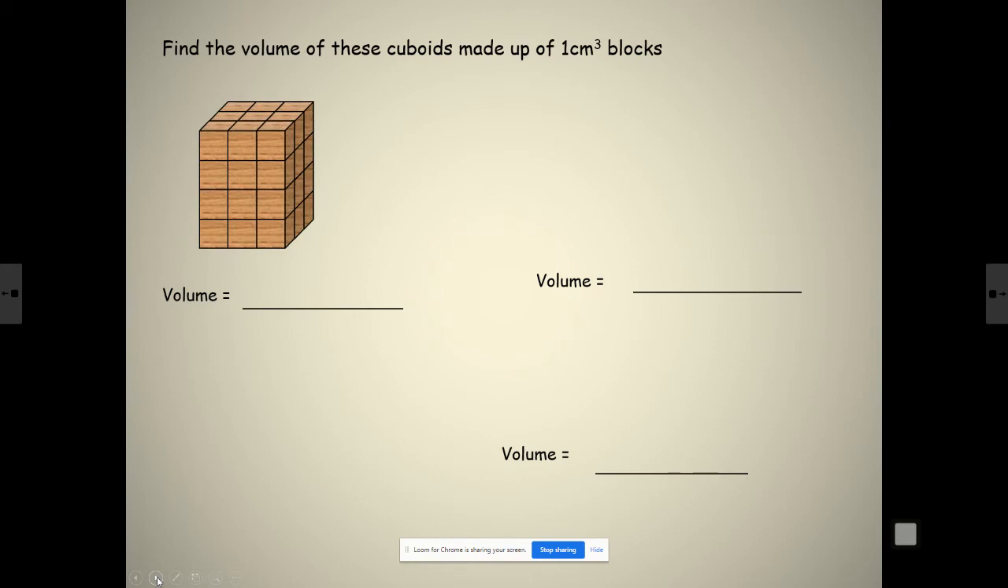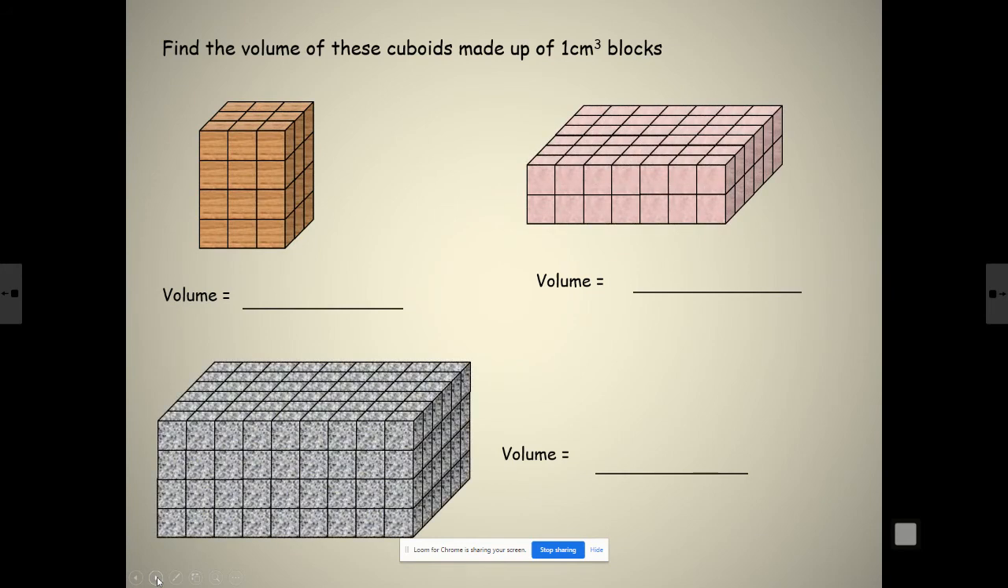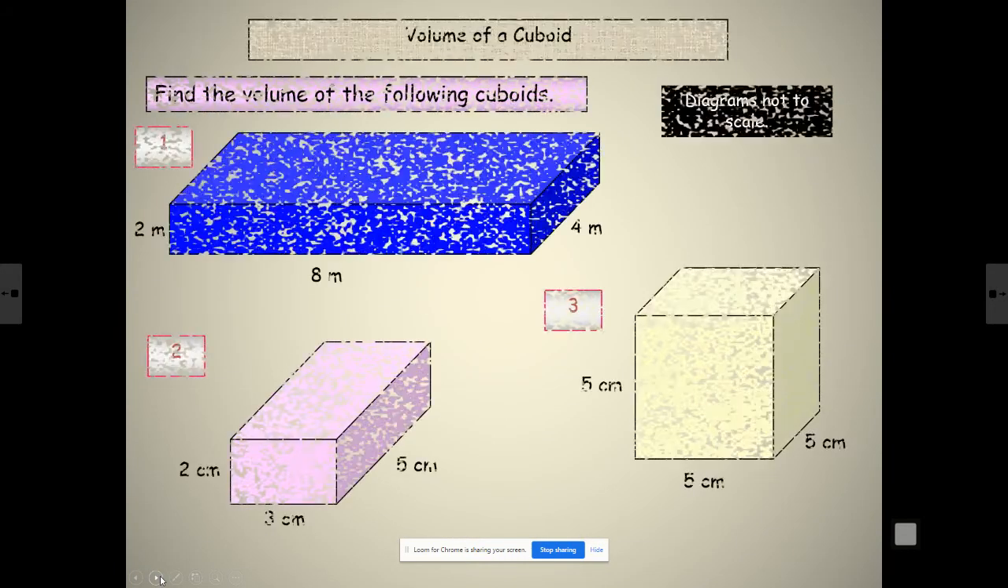So let's have a look at some examples. So in this first one, we've got 3 across, 4 up, and then 3 going backwards. So there are 3 dimensions.